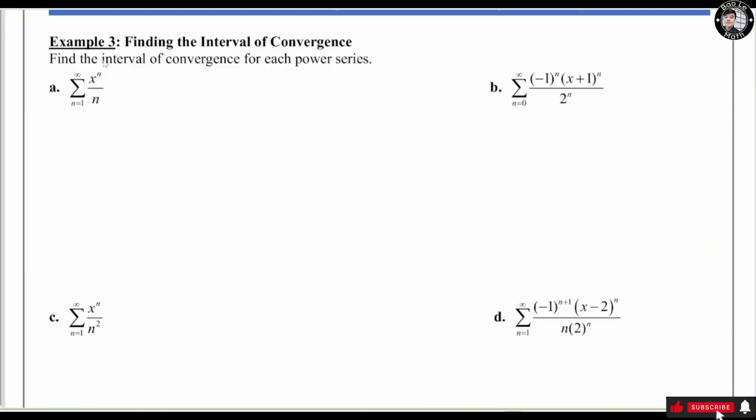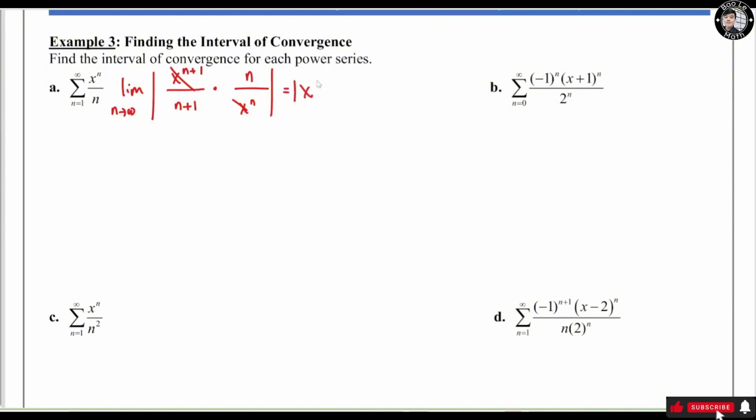Now, example number 3, we're going to find the interval of convergence for each power series. By the way, we're going to find the radius of convergence too. So we're going to use the ratio test. So we have the limit of the absolute value of s raised to the n plus 1 over n plus 1, times the reciprocal, n over s raised to the n, when n approaches infinity. Now we're going to simplify this.